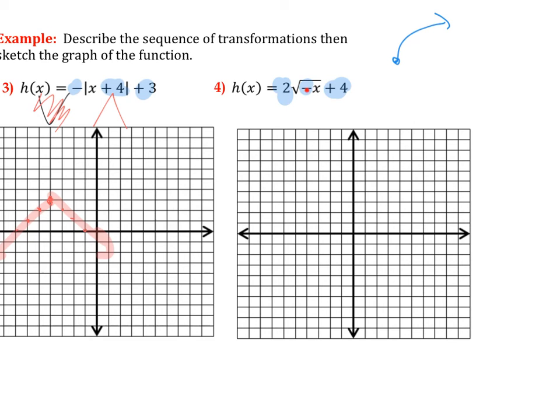But according to this guy, it got flipped around, and it's going to be across the y-axis. So it's a horizontal flip. So it's no longer going to look like that going to the right. It's now going to go to the left. And it's going to get stretched by a factor of 2. And then we're going to move everything up 4. So let's kind of take this piece by piece.